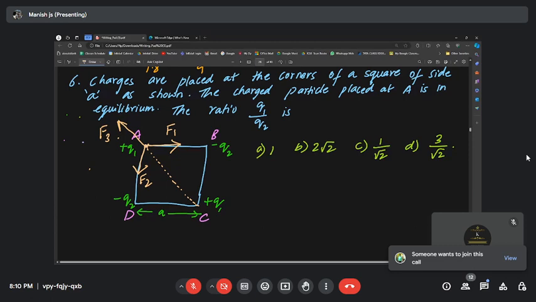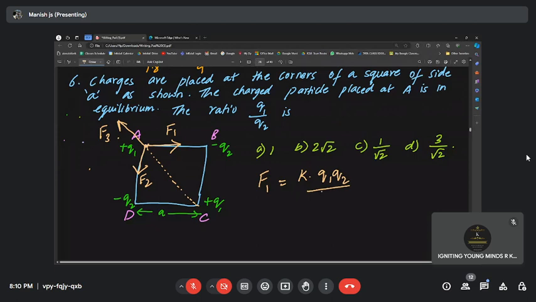Having this information, we are going to write down the values of F1, F2 and F3. I want one of you to tell me what the values are. F1, you can tell. What is the value? In terms of K itself you can keep, instead of 1 by 4 pi epsilon naught. So you will get K Q1 Q2 by, what? The distance. Because it is a square, the distance is the same.